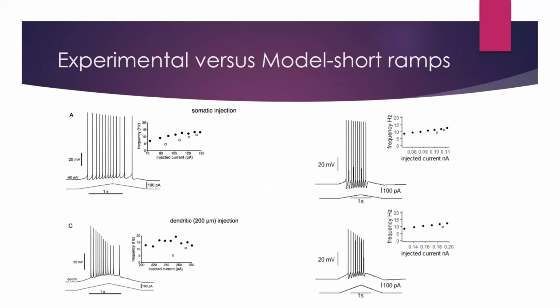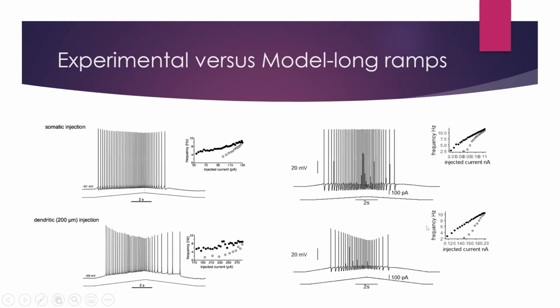So this is just a victory lap. We're going to look at the experimental data versus the model, and these are the short ramps. Again, it's a triangular current ramp in the experiment, and it's a triangular current ramp that I simulated in a neuron. And we did successfully replicate adaptation. There's definitely more firing on the up ramp versus the down ramp. It is a little bit more emphasized in the dendrites.